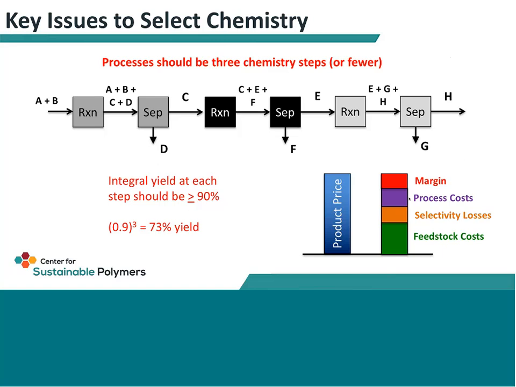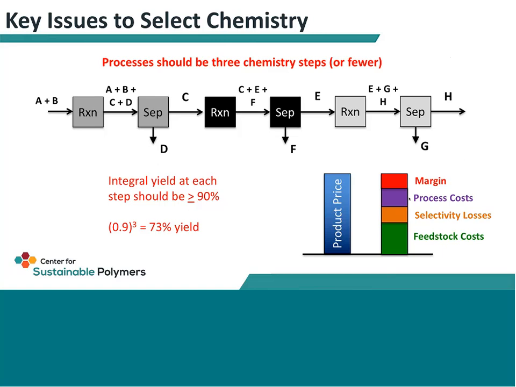Number one, the processes should be 3 chemistry steps or fewer. Now, this is not a hard and fast rule, but it's a simple way to think about how I can get from A to B as a product reasonably, in something that could be commercialized. You can think of this in terms of just the overall yield. If in each step I'm able to get both the reactor and the separator to be greater than 90% in yield, which means a very selective reactor and a very good separation system, and I cube that for each step, I'm getting an overall yield of just over 70%.